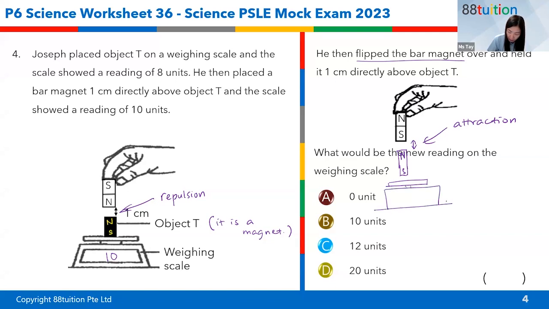My drawing not so nice, but that's fine. Lifted off the weighing scale. It's not touching the scale anymore. So the reading will be 0. Any question here? No question. Good. Yes. T will be attracted to the magnet, move away from the weighing scale. Thus, there is no load on the weighing scale. Reading is 0.